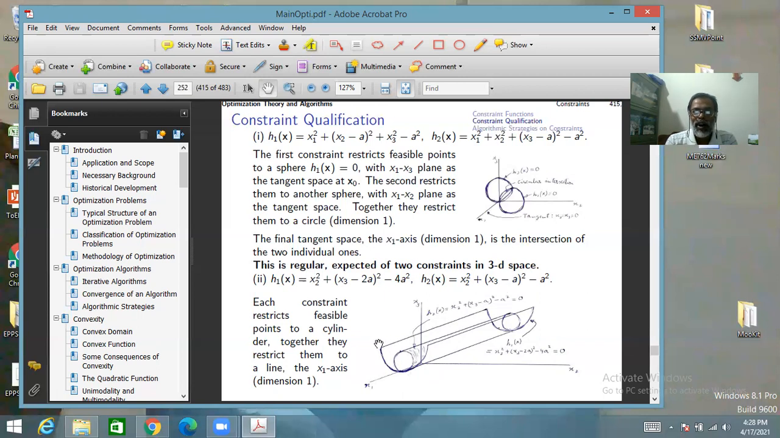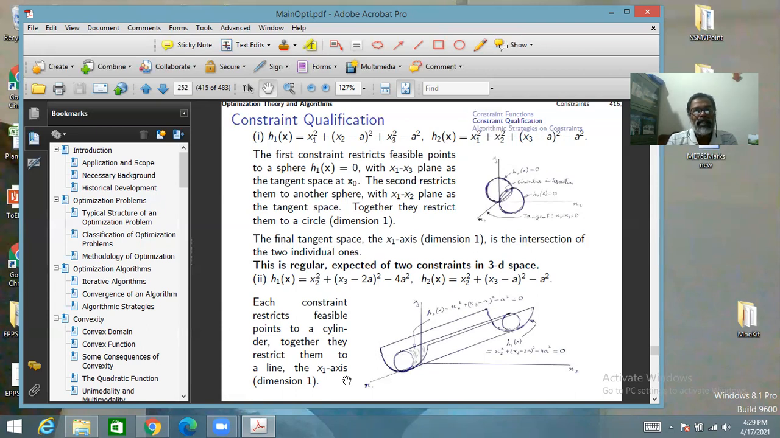So on a bigger half cylinder, you just keep a tube like this. You can keep that. Now each constraint restricts feasible points to a cylinder. Cylinder, sphere, these are actually surfaces, not the solids. So together they restrict them to a line, which is also fine, one-dimensional. Each reduces to a cylinder, which is a 2D thing. Two such 2D things intersect along a 1D thing, which is a line. In this case, the x1 axis.